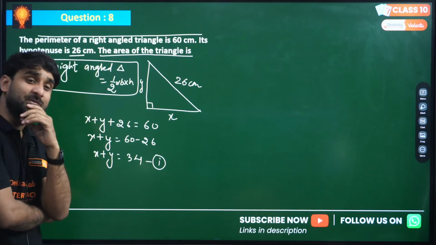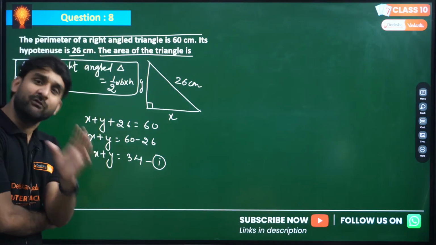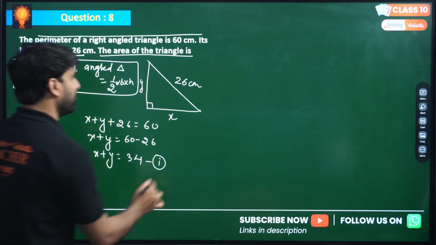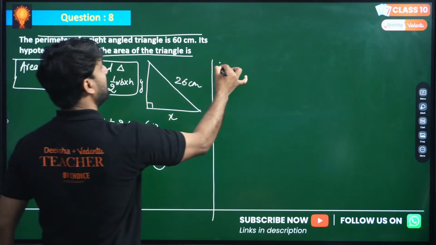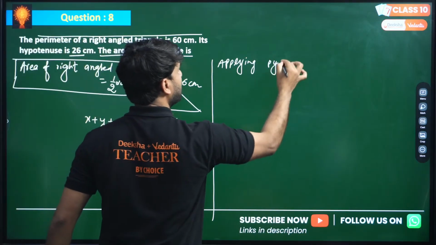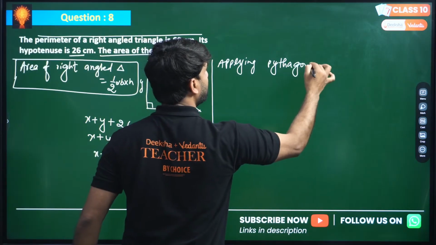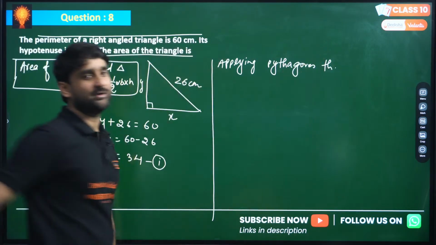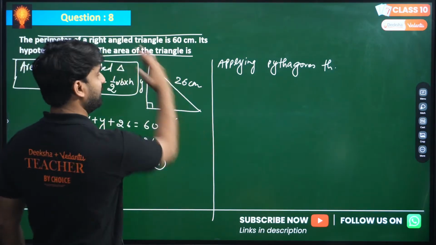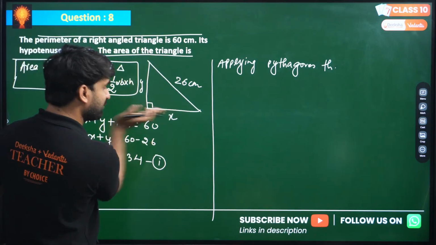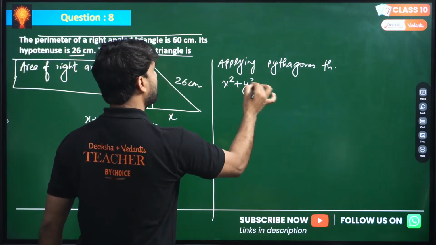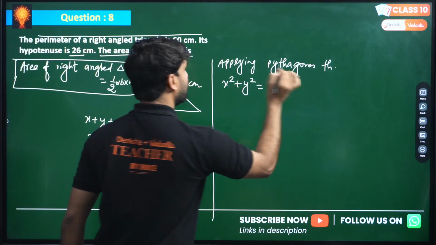We cannot solve this because only one equation is there. We need one more relation between x and y. How can we find that relation? Now look, in this triangle we can apply the Pythagoras theorem. You know the Pythagoras theorem? The square of the hypotenuse is equal to the square of the perpendicular plus the square of the base. So x square plus y square will be 26 square.